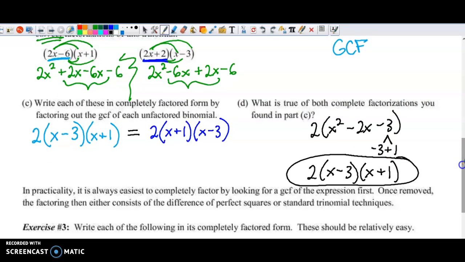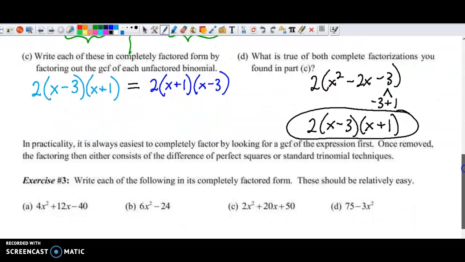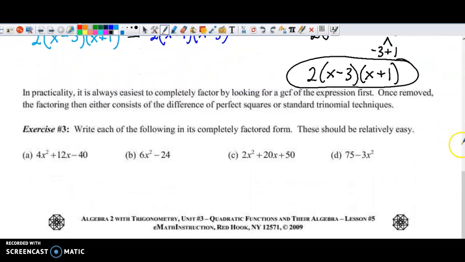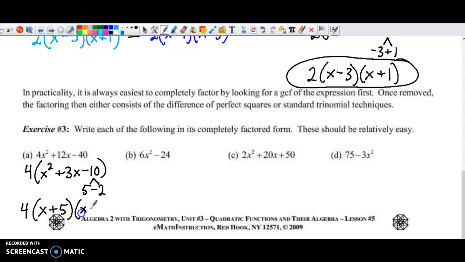So the reality is, the way to do the problem doesn't really matter as long as you completely factor and you find the greatest common factor. So again, my suggestion is to do the greatest common factor first. A 4 goes into all of these problems. Plus 3x minus 10. And now what are factors of 10 that add to be 3? 5 and 2. So I'd like to see you write the answer this way. That is completely factored with the greatest common factor in front.